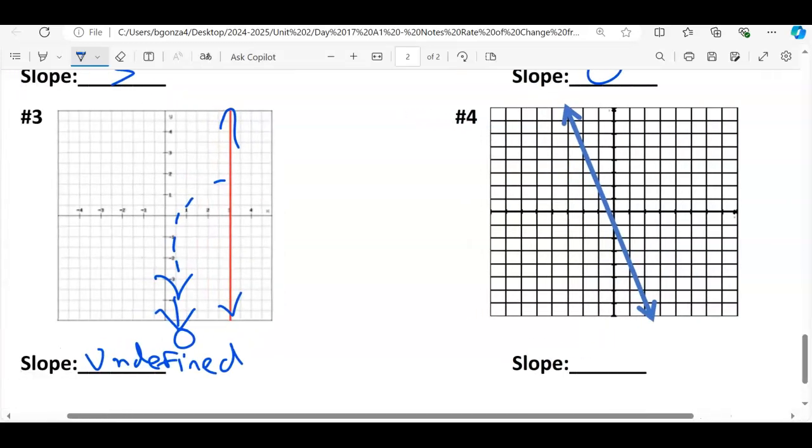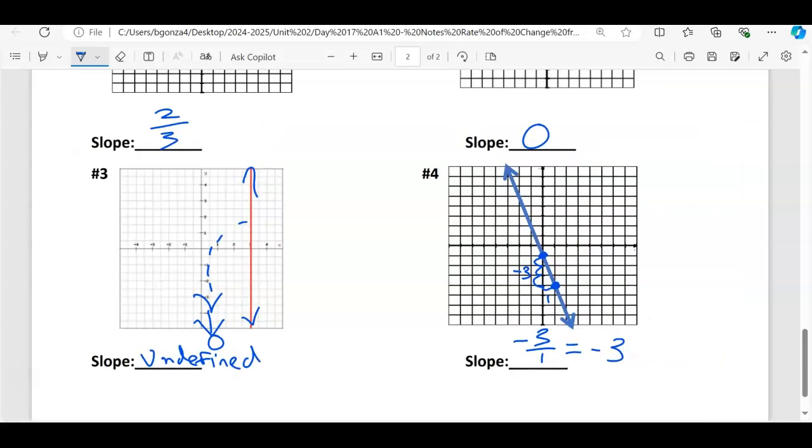Number 4, let's get some grid points. Here's a grid point. Here's a grid point. It goes down, start on the left, it goes down 3. So everybody, down is negative. Negative 3 over to the right 1. So that's negative 3 over 1. You can type it into Desmos, but anytime you're dividing by 1, it's just that whole number on top. So negative 3 is your answer, okay?